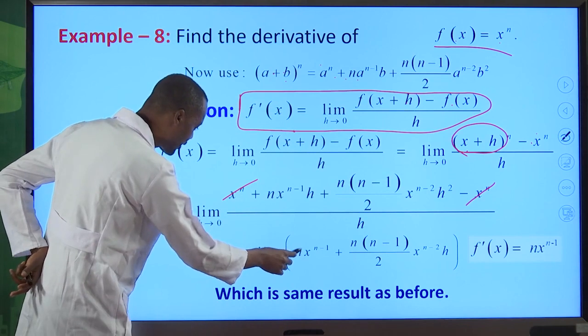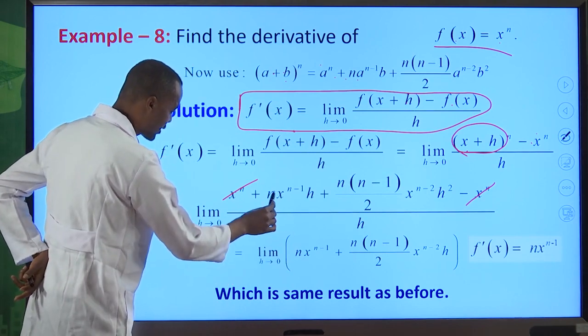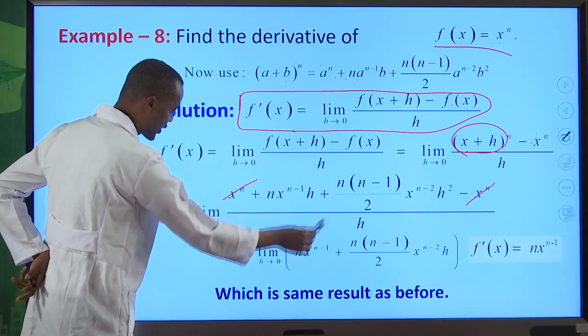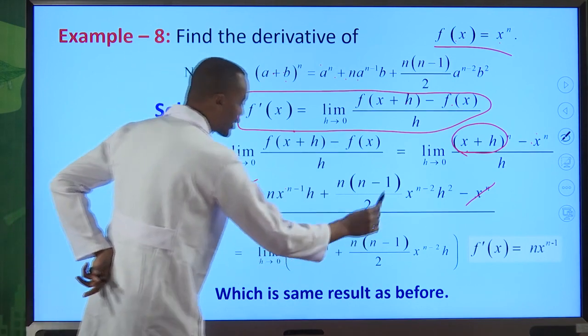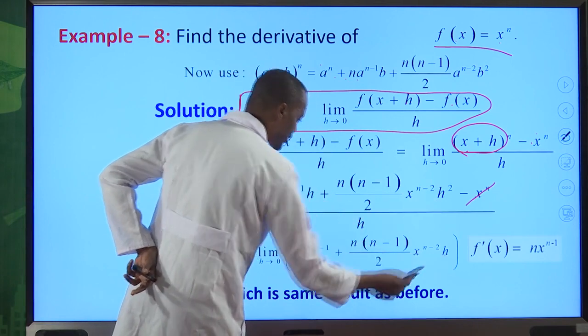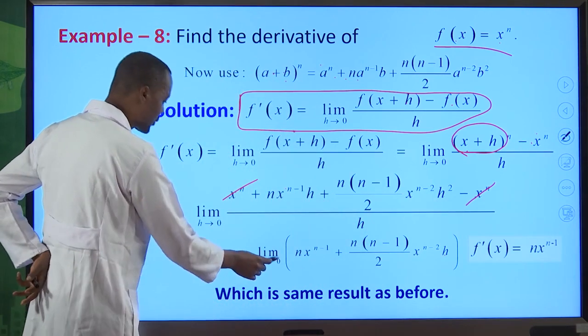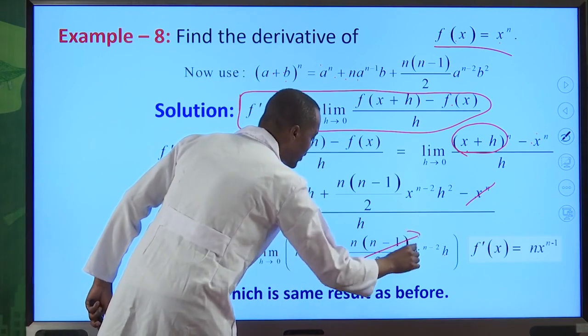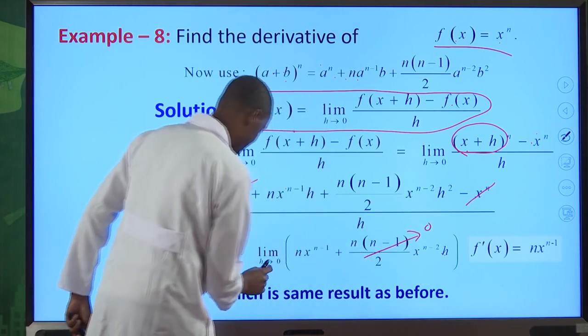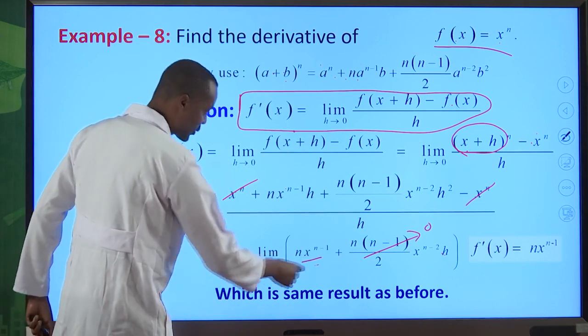So this is what I'm telling. This will be n times x to the power of n minus 1 without h, because h has cancelled by this one. This one had already h squared, but now no h. Now h is approaching 0. As h approaches 0, this term goes to 0 because of the h which is approaching 0, and then I'm left with only this one.